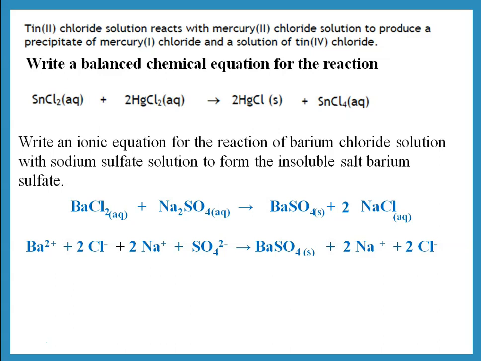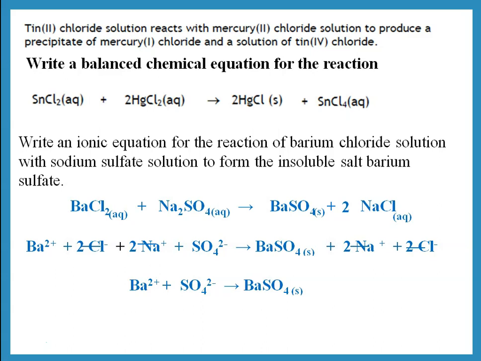Then I cancel whatever is the same on both sides of the arrow. So I have chloride there and chloride there, so that is cancelled. Anything else? Sodium and sodium. Anything else? No, I write the rest of it. So what I end up with is barium plus sulfate to give barium sulfate.